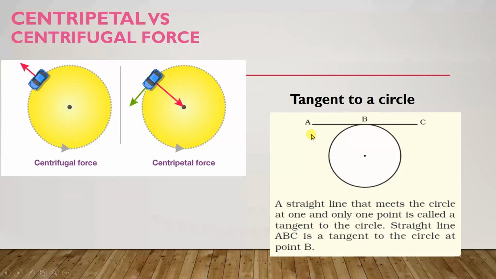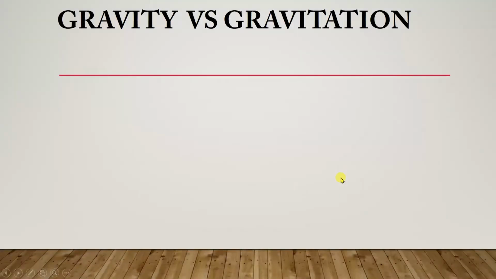So here it is a tangent to the circle. Why are we discussing the tangent here? Because whenever an object is moving in a circle, the direction of its motion, its velocity, is along the tangent to the circle. So what is a tangent? It is the straight line that meets the circle at one and only one point. Here ABC is the tangent to the circle at point B. Okay, then let's start with gravity and gravitation.